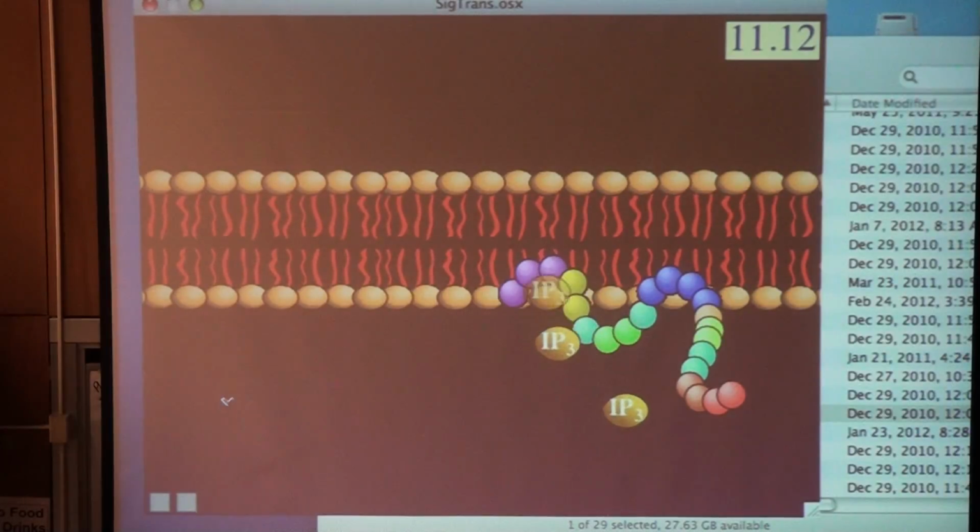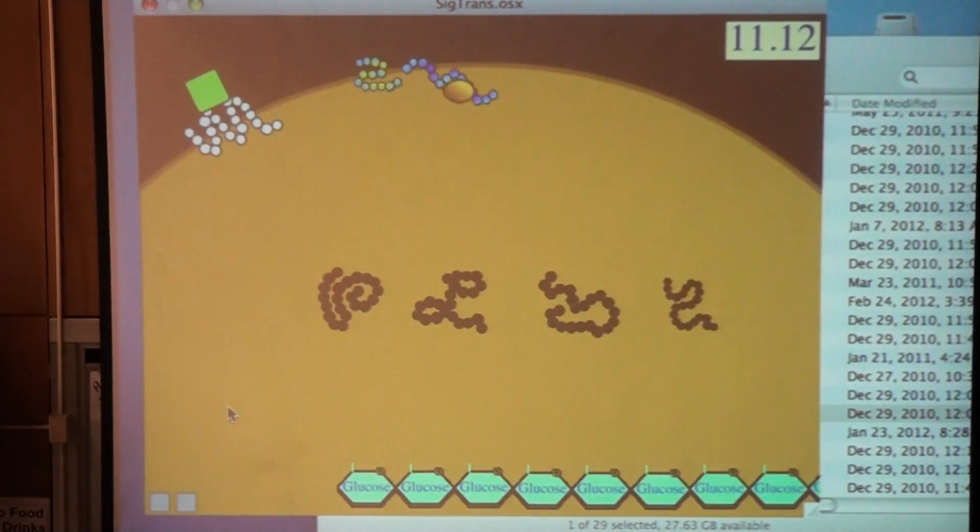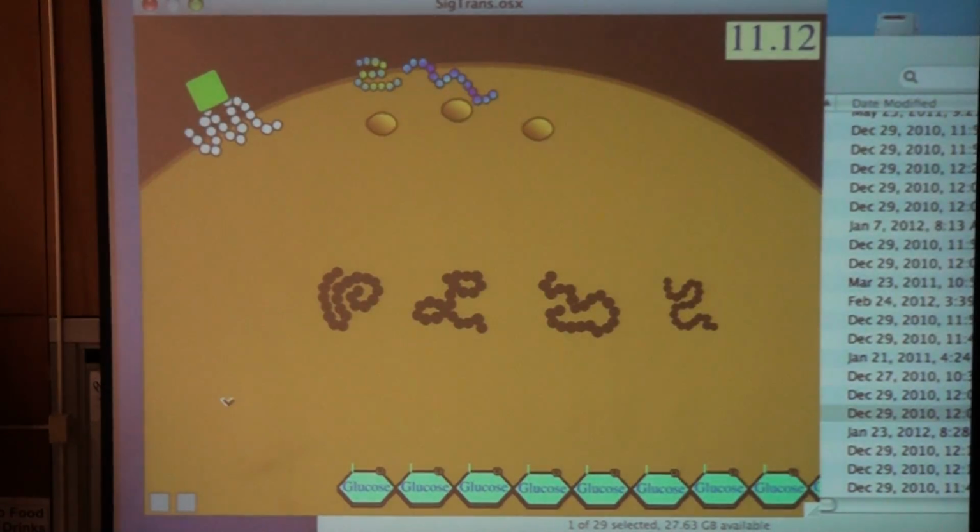And you might think at first that the IP3 is going to be like the cyclic AMP and that it's going to activate the next relay protein, but it's slightly more complicated than that. What happens is this: the IP3 drifts down throughout the cytoplasm, and it does not actually go to the next relay protein. Where it goes to is the endoplasmic reticulum.